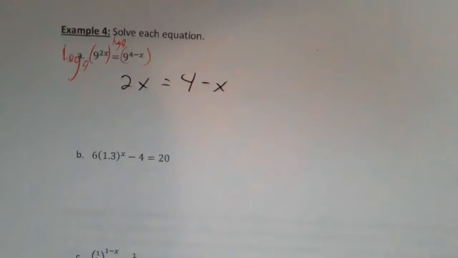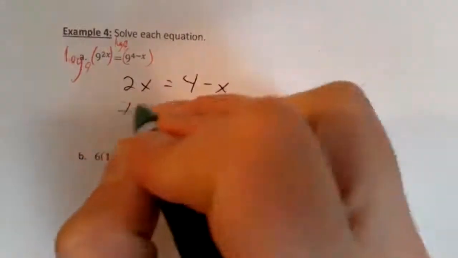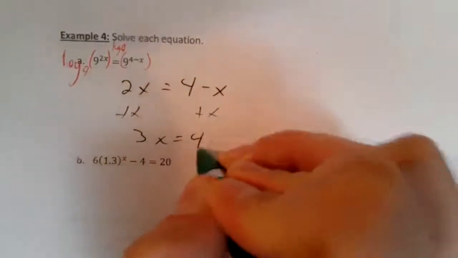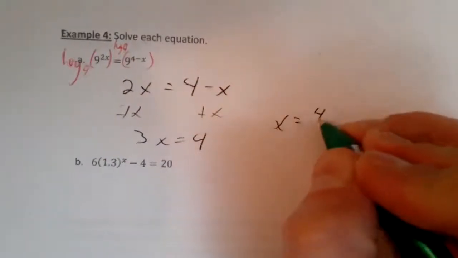So if 2x equals 4 minus x, this is just a first order linear equation. You add the x. We get what? 3x is equal to 4. X is what? 4/3.